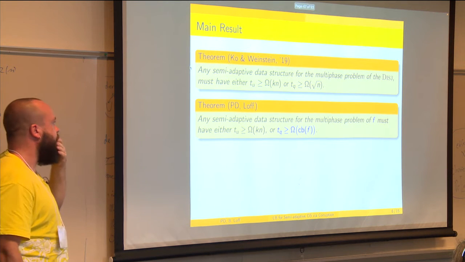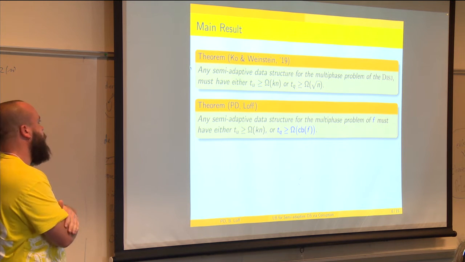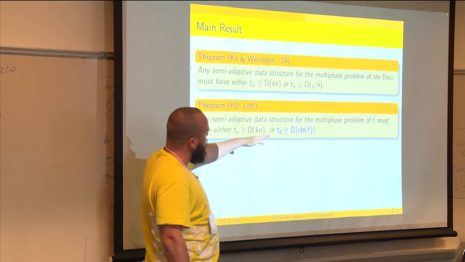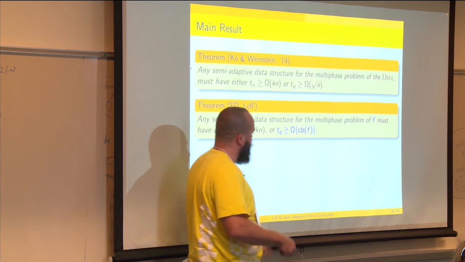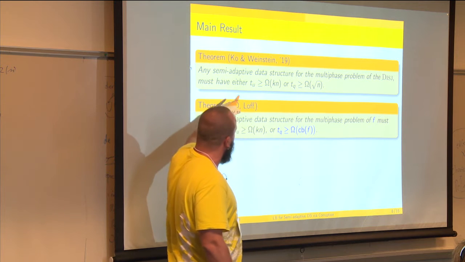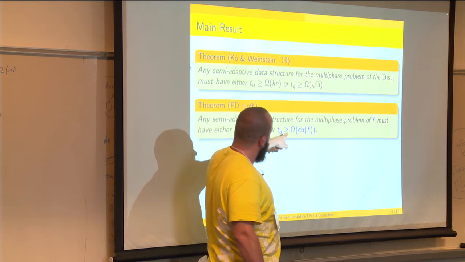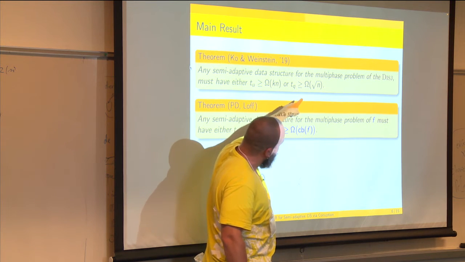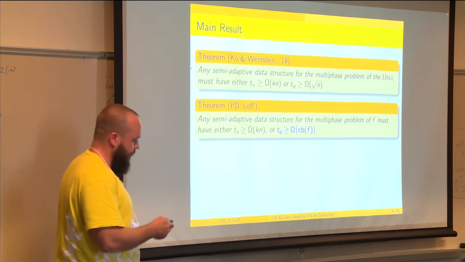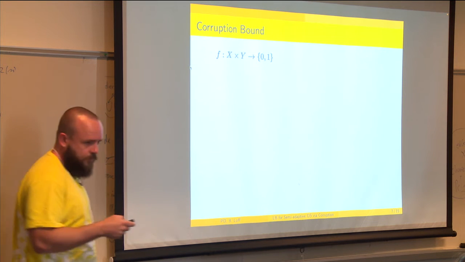And what we did with Bruno is that we generalized this theorem, basically for any function. We don't prove it only for disjointness, but for an arbitrary function, and we replace the square root of n in the lower bound for the query time by the corruption bound of the function f we are interested in.